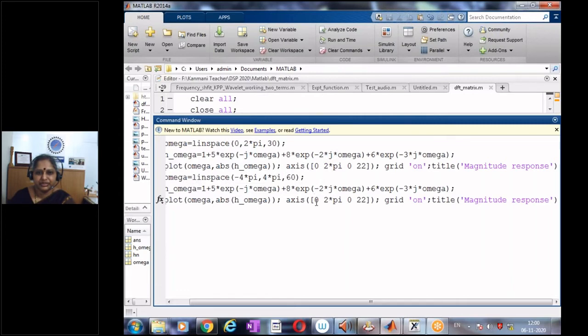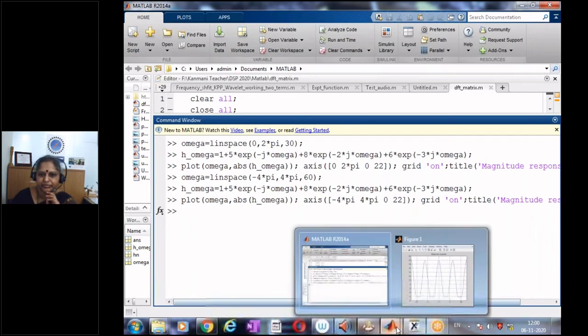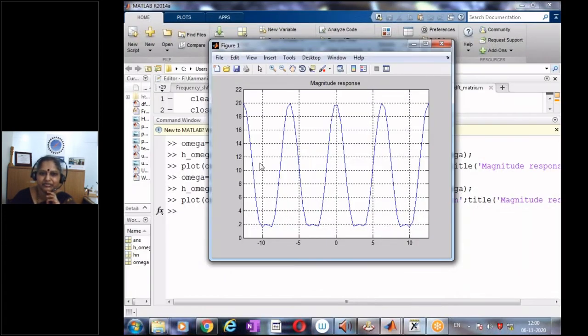Since I'm defining the axis limits, I need to ensure that I retain them, so minus 4 pi to 4 pi is my axis limits. And let me now see how the plot looks. So we are having the same, and we are plotting the magnitude response. Now look at it. We have defined the interval minus 4 pi to plus 4 pi, and we have 4 cycles. This is one cycle, the second, the third, and the fourth. So in an interval of minus 4 pi to plus 4 pi, we got 4 complete cycles.